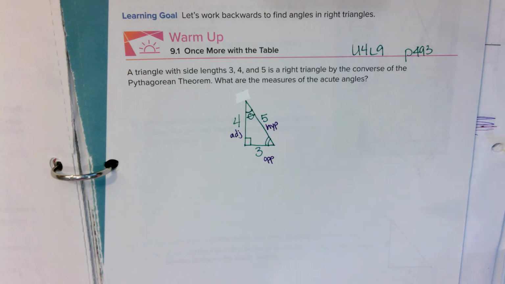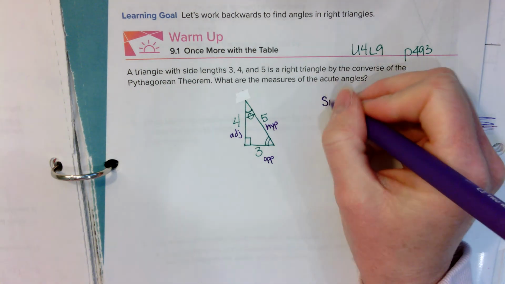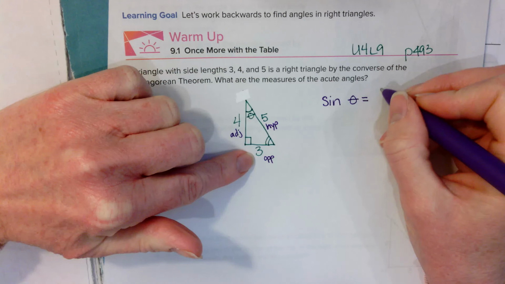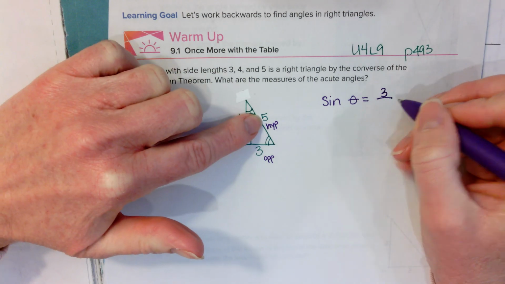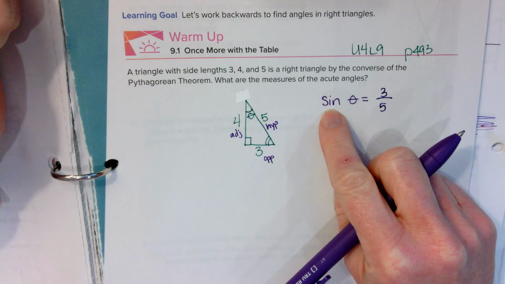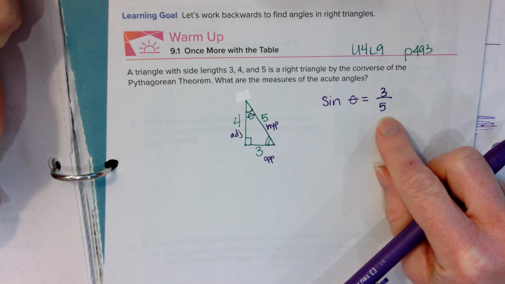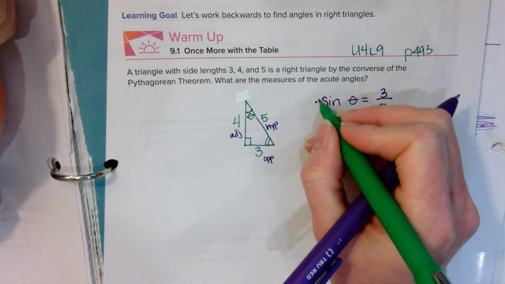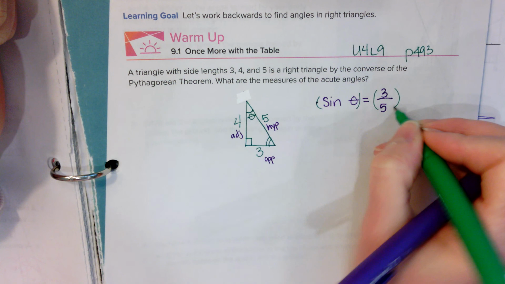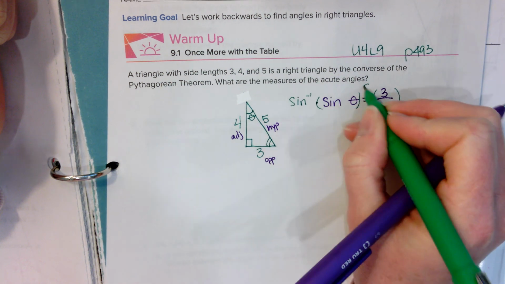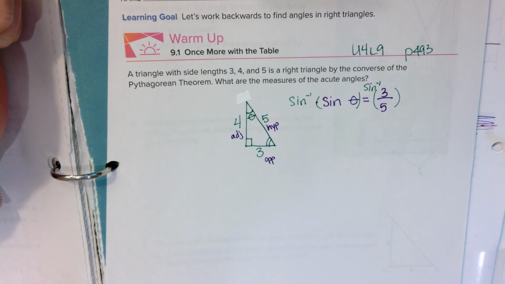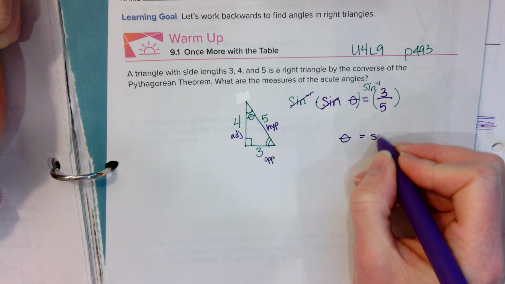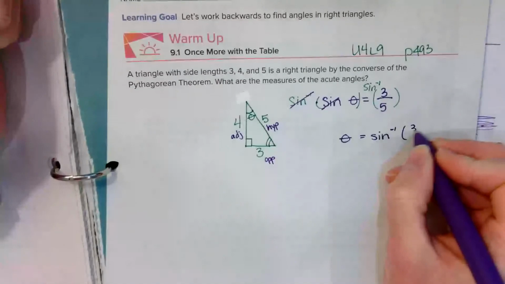Which one do you want to write? I'll write sine. So I'm going to write sine of theta equals, and now I have to do opposite, which is 3, over hypotenuse, which is 5. I could have written tangent or cosine, but it does change what I would write on the right side. This is one of those problems where I'm trying to find what theta is. So I'm going to take the sine inverse of both sides. You're not multiplying by it, you're taking the sine inverse. My sine inverse and sine cancel, and theta equals sine inverse of 3/5.